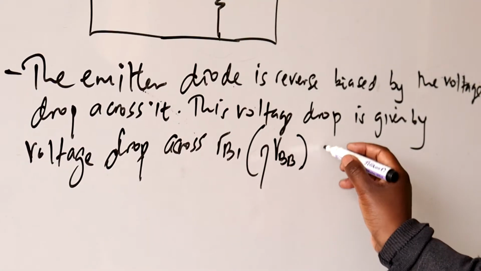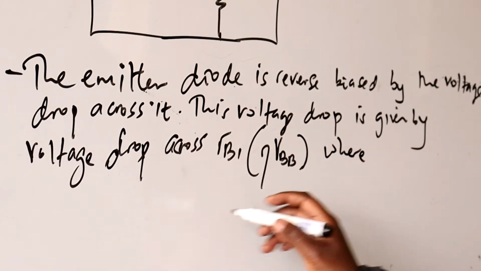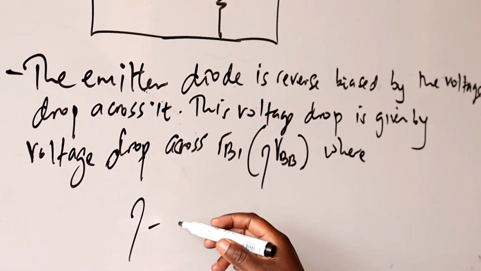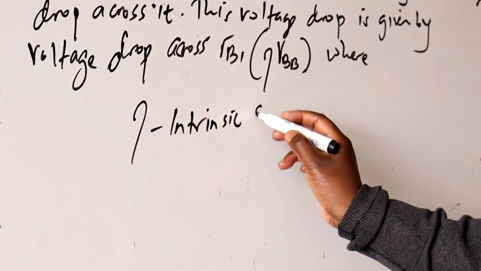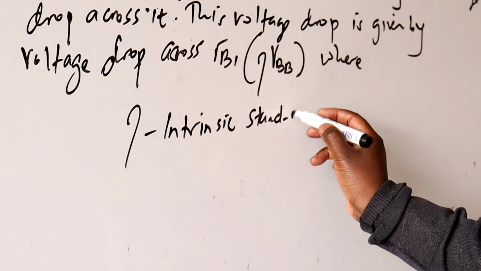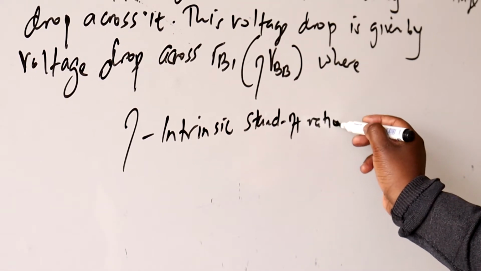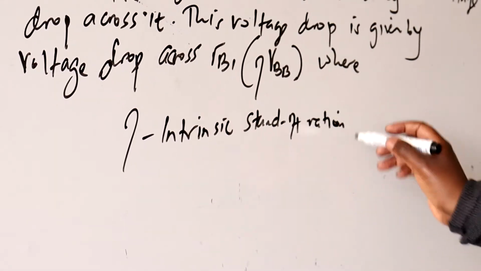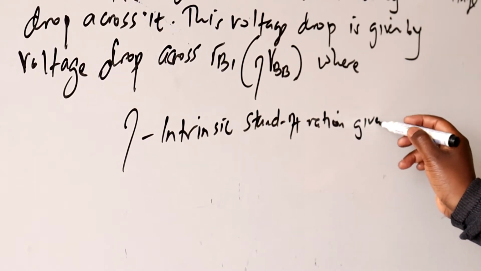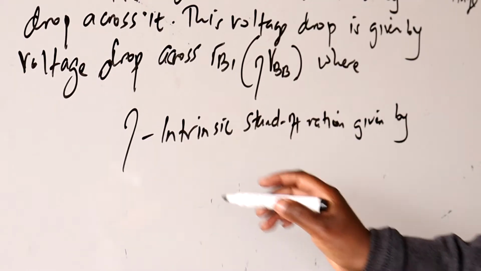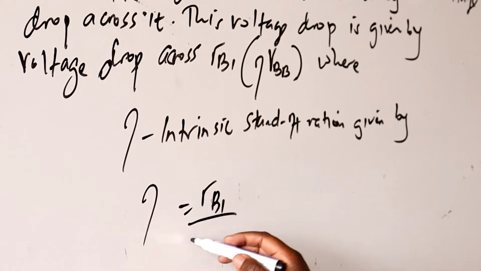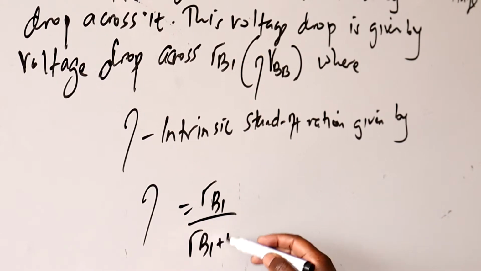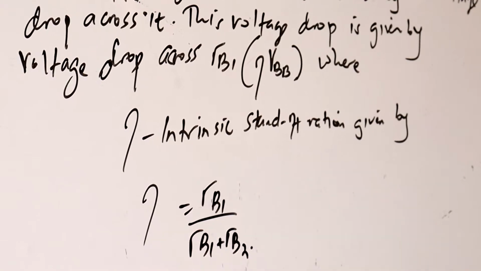where nu is the intrinsic standoff ratio, given by RB1 over RB1 plus RB2.